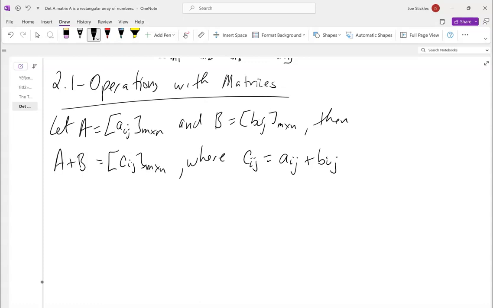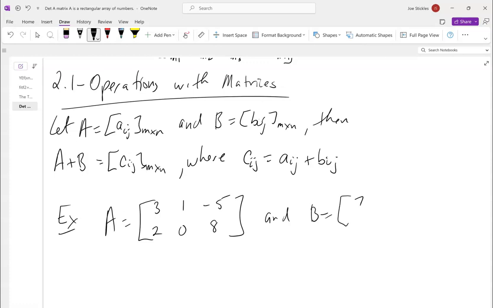The important thing again is, if I want to take the components and match them together, I need to make sure that I have the same number of components in the same spots, right? I can't mismatch my dimensions. So as a quick example here, if my A is the matrix 3, 1, negative 5, 2, 0, 8, and B is 7, negative 3, negative 2, 1, 8, 5.